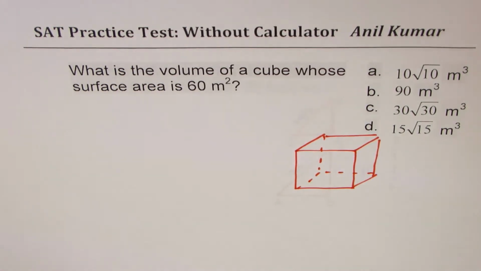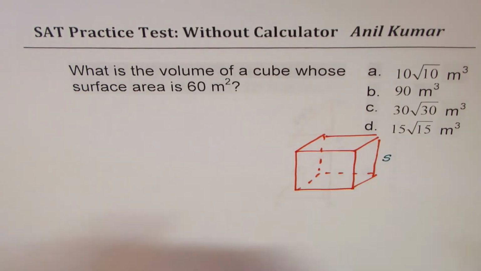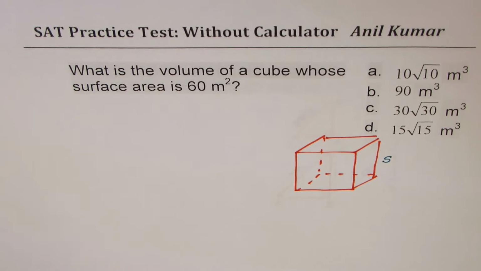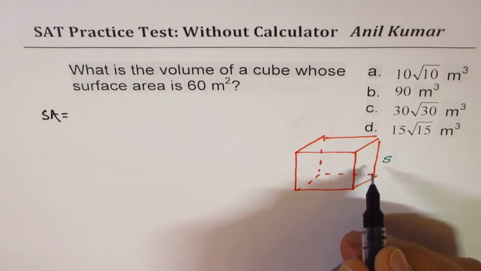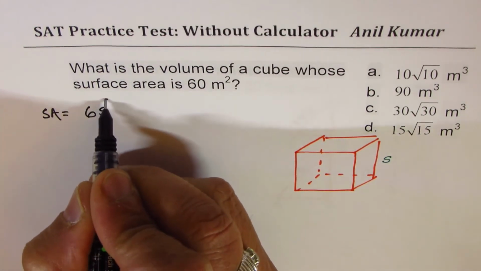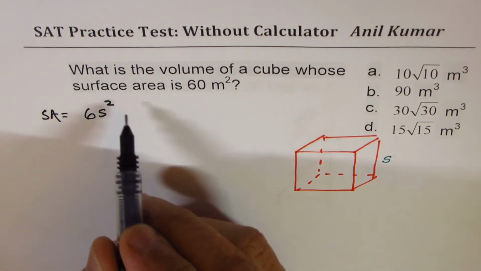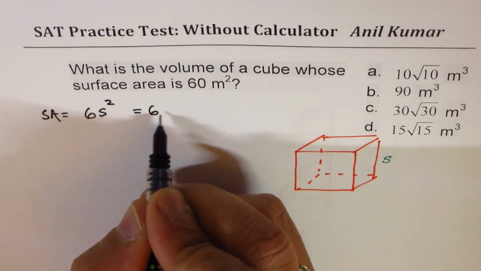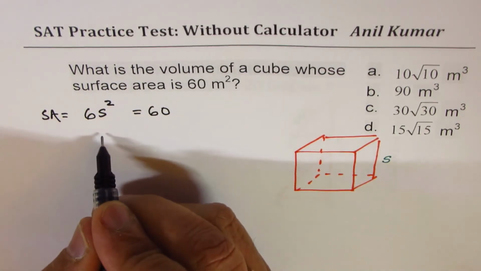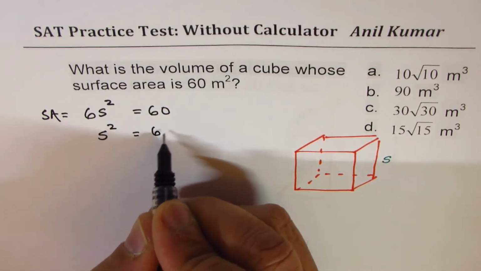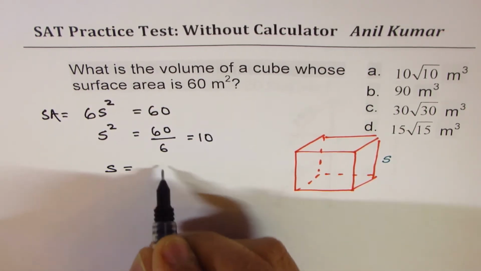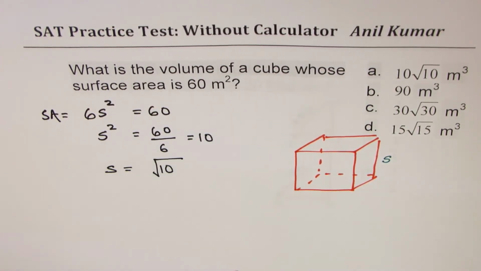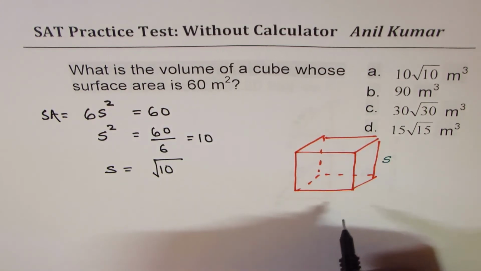If each side is S, what is the surface area? Let me say SA. There are 6 surfaces like this, so 6S square is the surface area. We are given this surface area is equal to 60. That really means that S is equal to how much? S square is 60 over 6, which is 10, and S is equal to square root of 10. It will always be positive since it is a side, right?